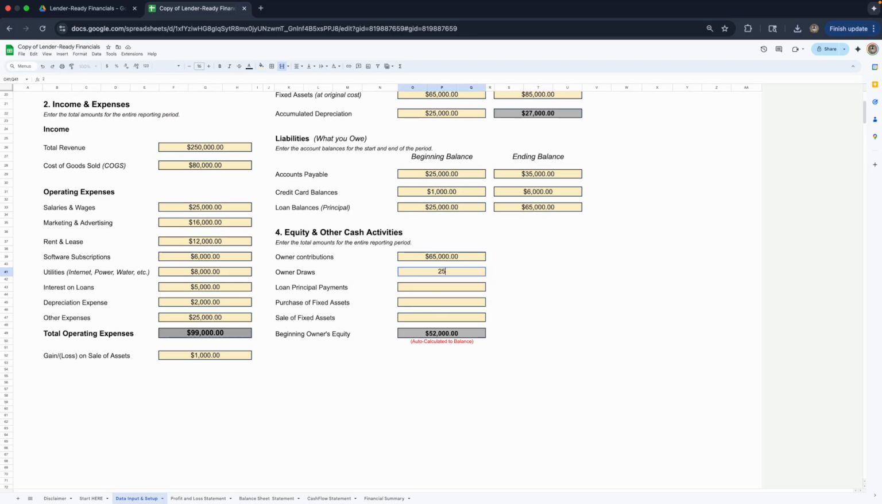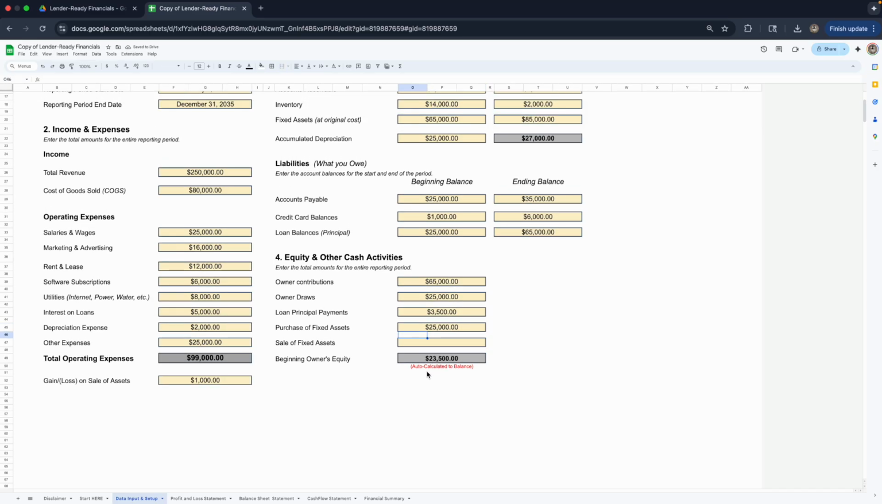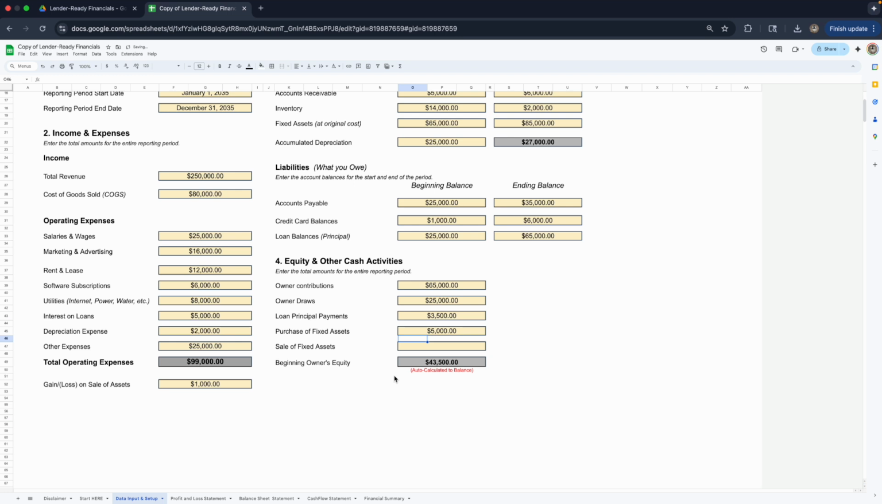Owner's draw is what you took out of the business, the cash that you receive, or anything of value that you take out of your business. Let's say you take out 25,000. Loan principal payment is any payment that you make on the principal of the loan. Purchase of fixed asset, you purchase anything with cash. Let's say you just purchase 5,000, and then your fixed assets are 20,000, right? So it makes sense because of your original cost of 20,000. Your sale of your asset, let's say you sell for 6,000, okay?